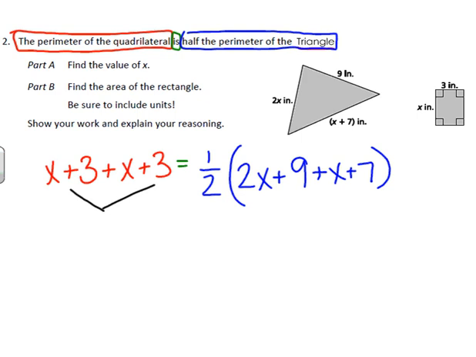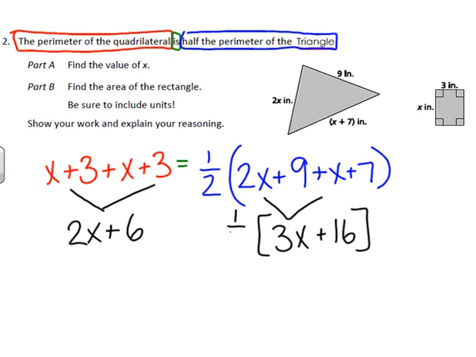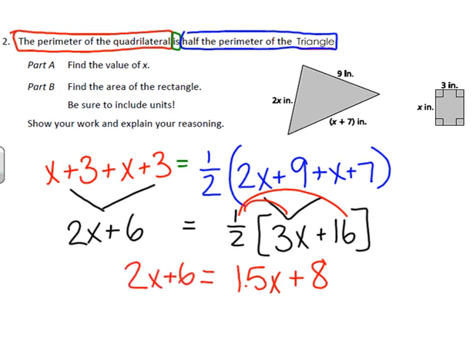So this side can combine to be 2x plus 6. Over here, we've got 3x plus 16 with 1/2 in front. And then we're going to need to distribute. So half of 3x is 1.5x. Half of 16 is 8. Okay, now we have variables on both sides. So I'm going to subtract 1.5x. Here's a 0 pair, so we have half of an x plus 6 equals 8.